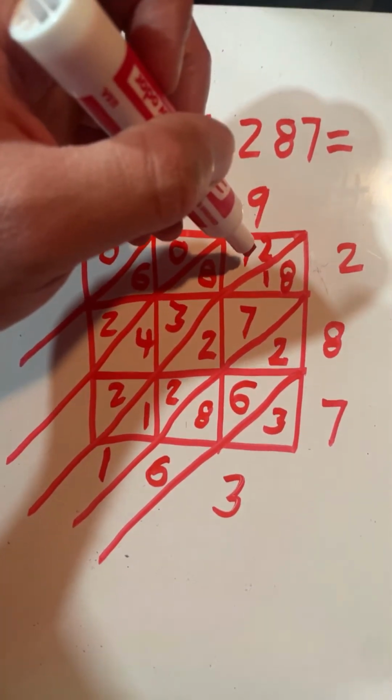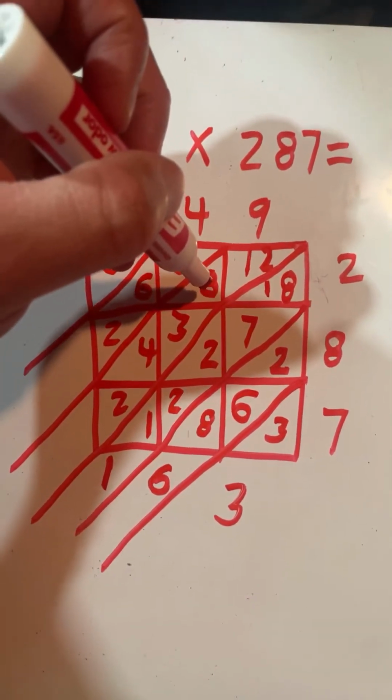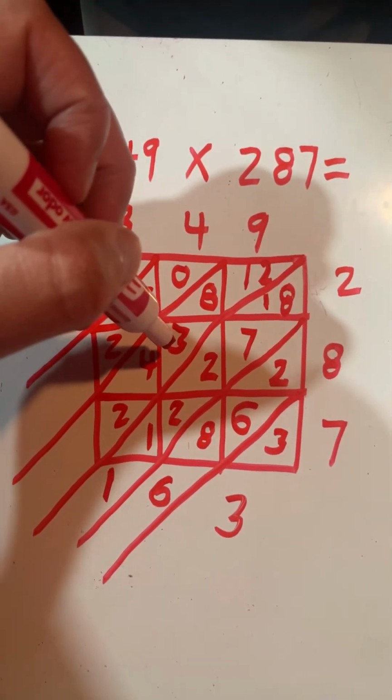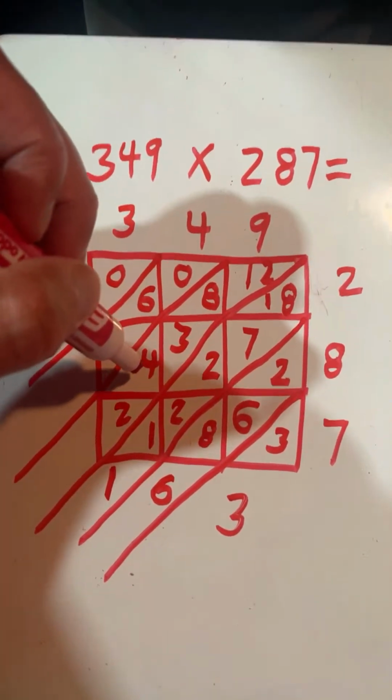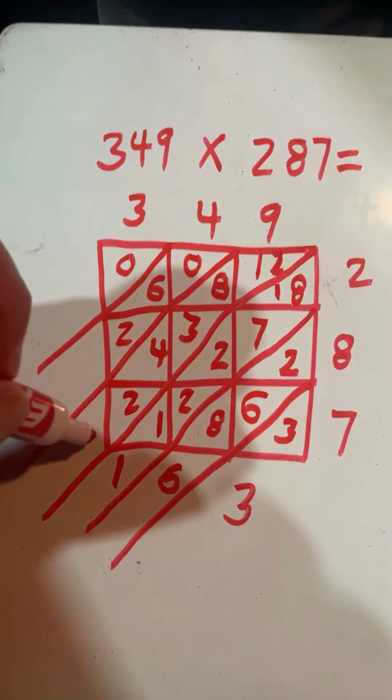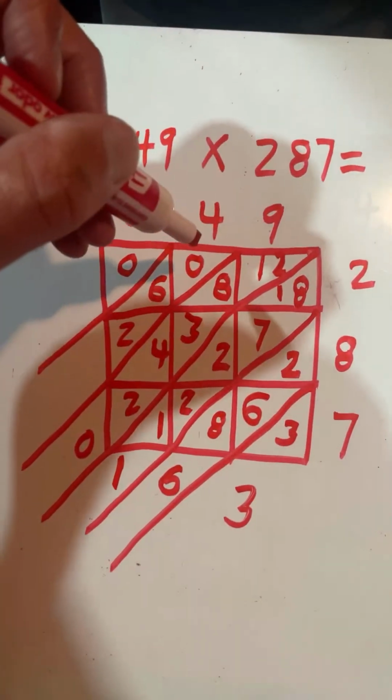2 plus 1 equals 3. Plus 8 equals 11. Plus 3 equals 14. Plus 4 equals 18. Plus 2 equals 20. 0. Carry the 2.